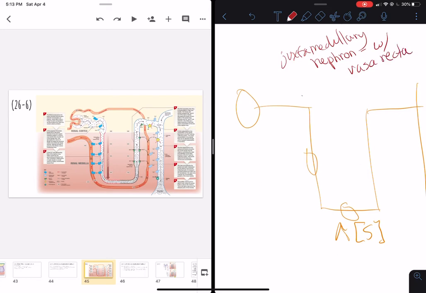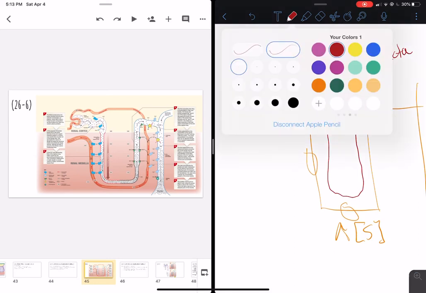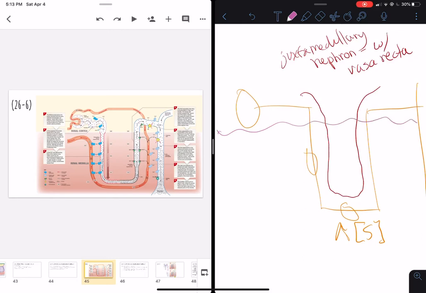And that vasa recta is going to be specific to the nephron loop. And the juxtamedullary nephrons tend to sit kind of like this, where the cortex is up here and the medulla is down here. I'll just do capital M down here.